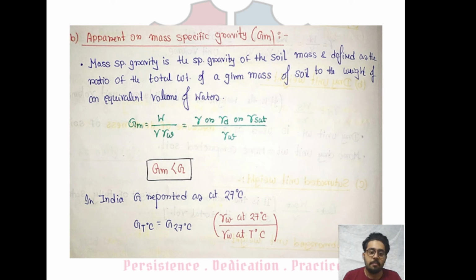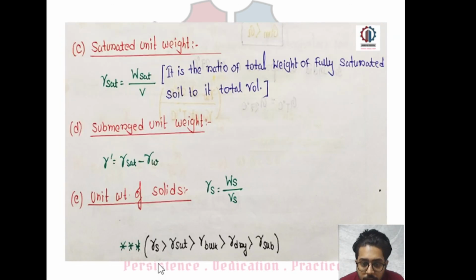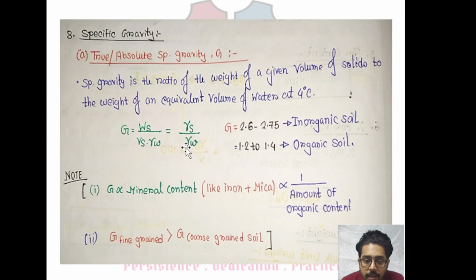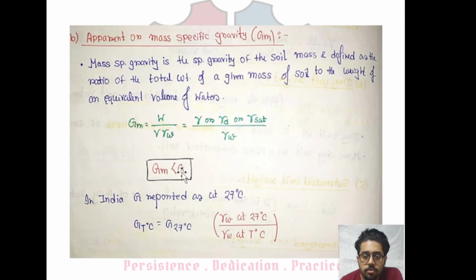Okay, and remember this, that apparent specific gravity value should always be less than true specific gravity value. Why does this happen, that Gm should always be less than G? Because we have already learned from this relationship that gamma s should always be greater than the other unit weights of soil. If the numerator, that means gamma s, is the biggest one compared to other unit weights, then the G value should always be greater than the Gm value. So from the relationship we can say that Gm is always less than G.